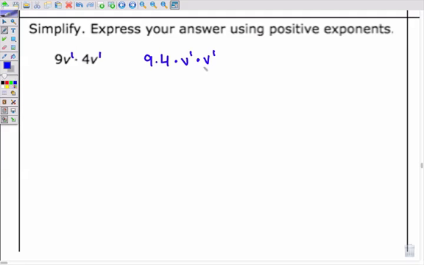In this case, it's pretty much already expanded. So you're looking at a v and another v. Those combine to make v squared. 9 times 4 is 36. So we get 36v squared. If you're using the rule, then you'd have 9 times 4 times v to the 1 plus 1. And 1 plus 1 would again just give you 2.